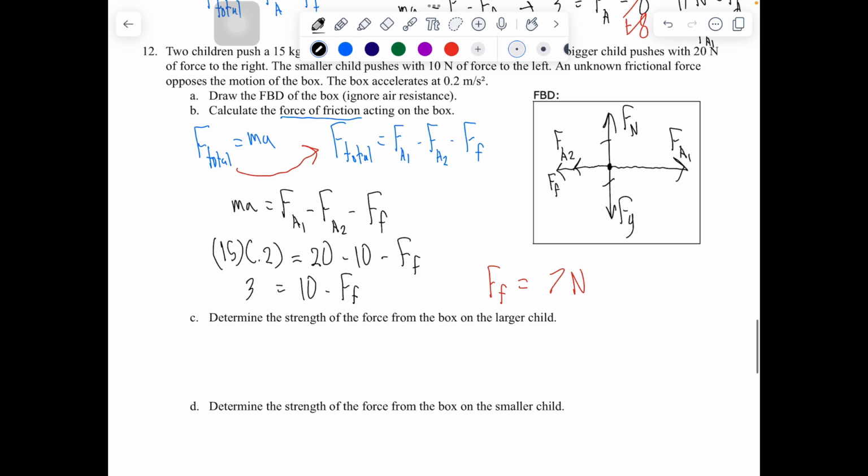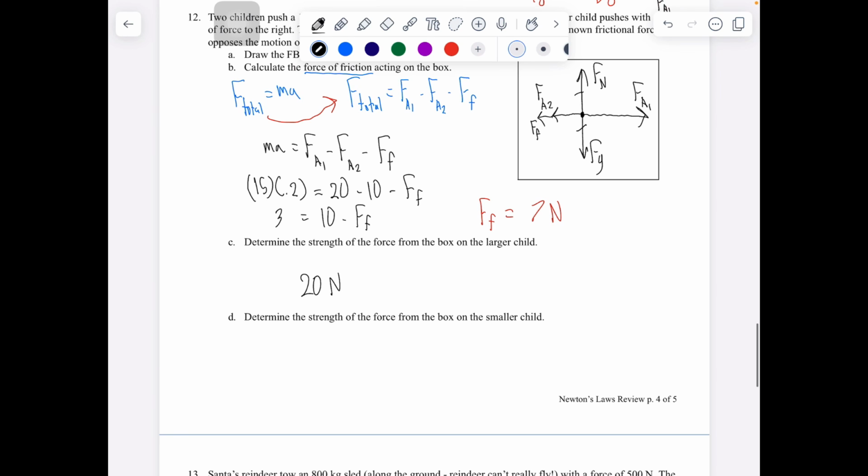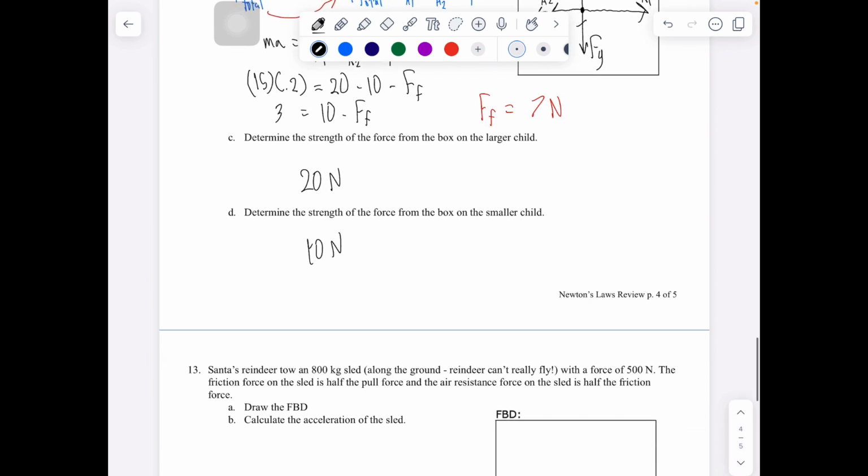Determine the strength of the force from the box on the larger child. Well, the child pushed on the box with a force of 20 newtons, so Newton's third law says that the box must push on the child with 20 newtons. Newton's third law. Same thing for the smaller child. The smaller child pushes on the box with 10 newtons, and the box pushes on the smaller child with 10 newtons.